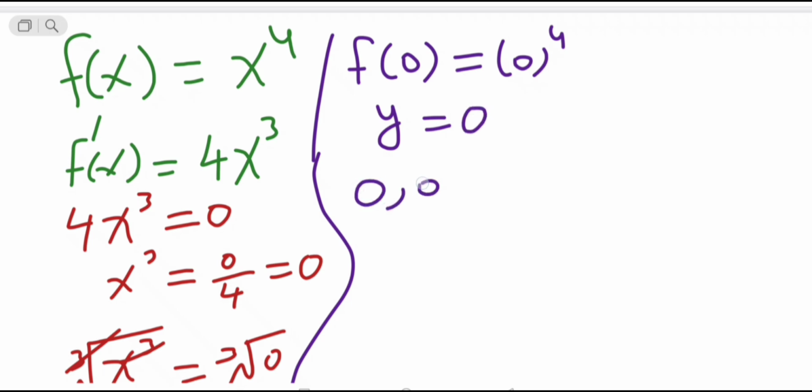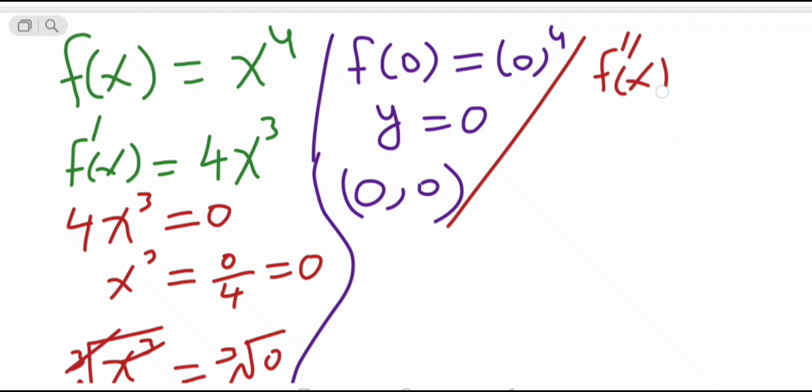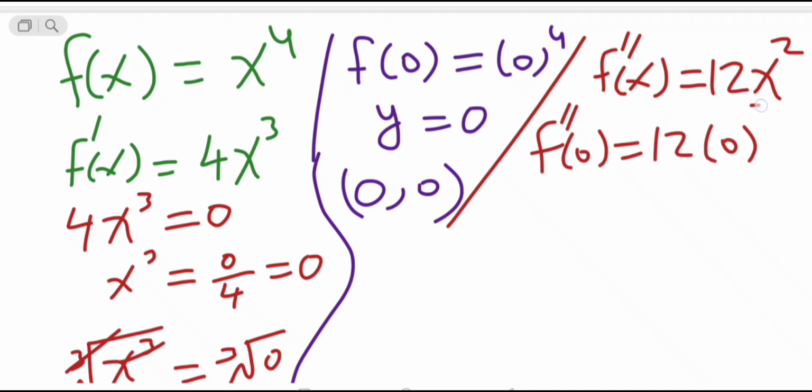So what is the stationary point? (0, 0). Now to test, we will take the second derivative. f double dash of x means the second derivative: 3 times 4, which equals 12, x to the power 2. Now substitute the value of x: f double dash of 0 is 12 times 0 squared, so the second derivative at x equals 0 is 0. If the second derivative is 0, then the test is inconclusive.